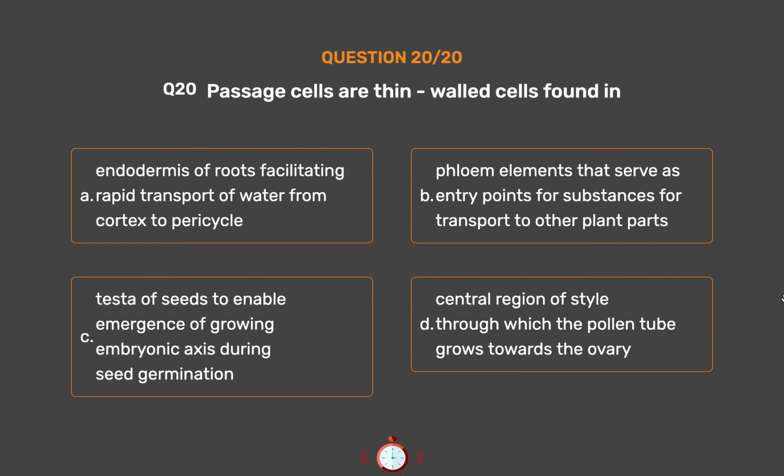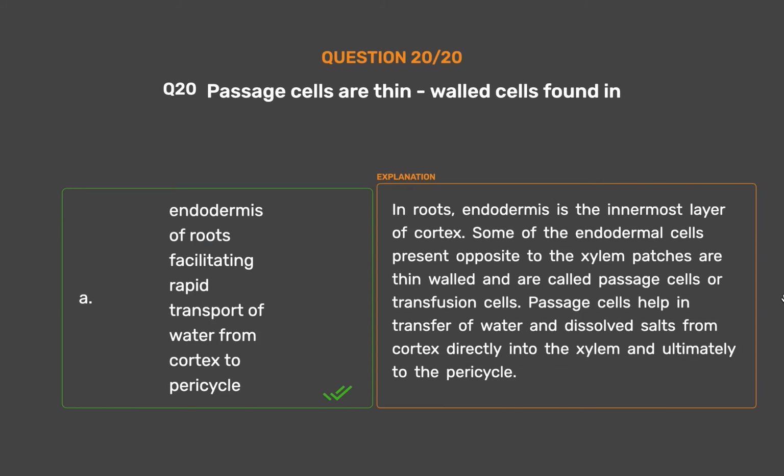The correct answer is option A. Endodermis of roots facilitating rapid transport of water from cortex to pericycle. In roots, endodermis is the innermost layer of cortex. Some of the endodermal cells present opposite to the xylem patches are thin-walled and are called passage cells or transfusion cells. Passage cells help in transfer of water and dissolved salts from cortex directly into the xylem and ultimately to the pericycle.